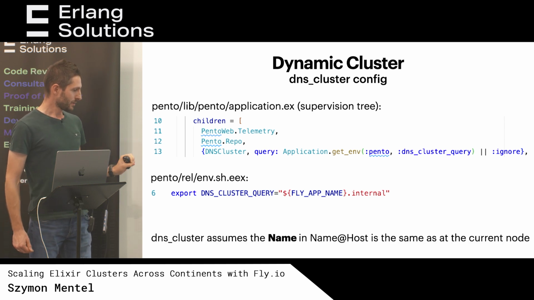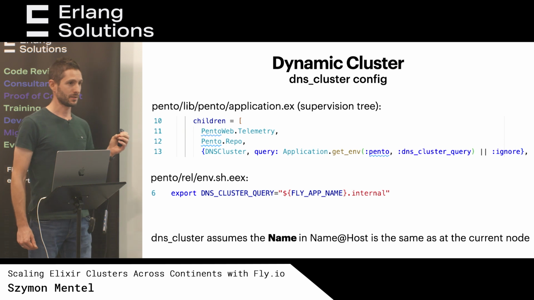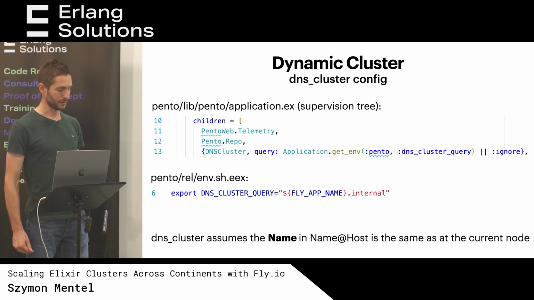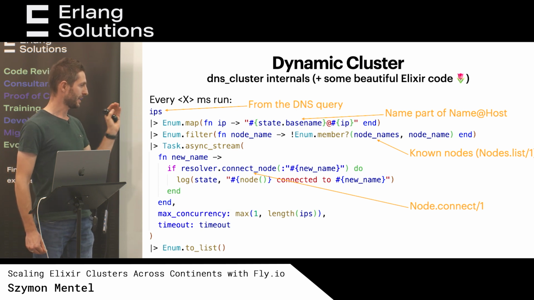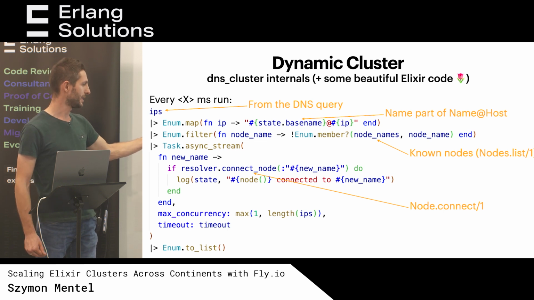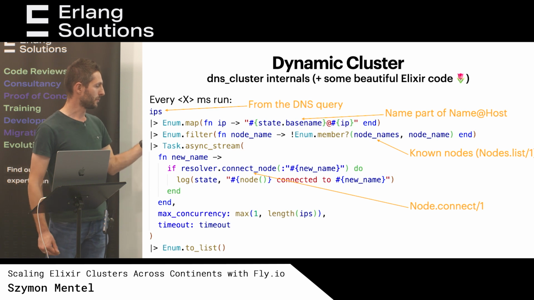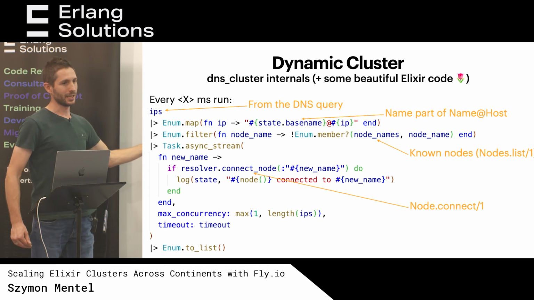And the DNS cluster assumes that the name in the name host is the same as at the current node. So when it runs on the current node, it already knows the name. So finally, some Elixir code from the DNS cluster library. The essence of it is that every X milliseconds, given the list of IP addresses that we got through the DNS query, we map over it and we form the node names, because we know the base name, we know the IPs. Then we filter out the names that we already know, because we are clustered.